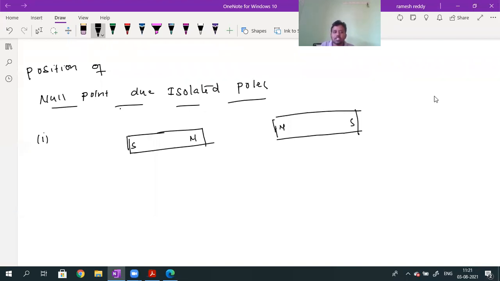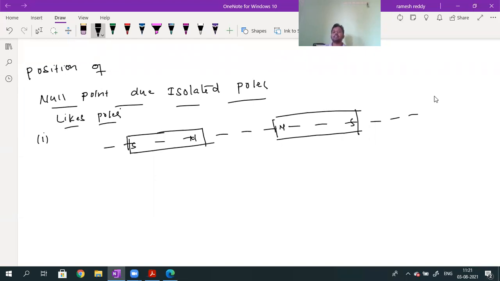So here the condition is that like poles are side by side. For the like poles, I want to locate the null point. Whenever like poles are placed side by side, where will I get the null point? What is the meaning of a null point? A null point is a point at which the resultant magnetic field induction is equal to 0.